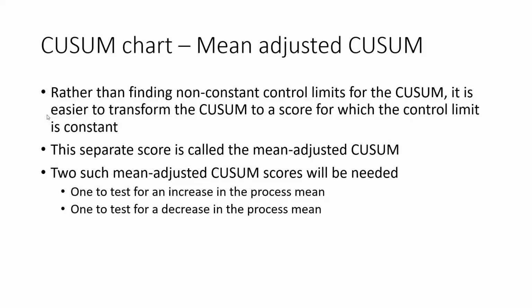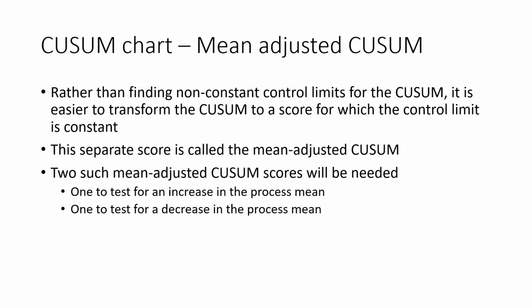All right, rather than finding non-constant control limits for the CUSUM, it is easier to transform the CUSUM to a different score for which the control limit is constant. And this new score is called the mean adjusted CUSUM. We actually need two of them because we need to test for an increase and for a possible decrease, right?